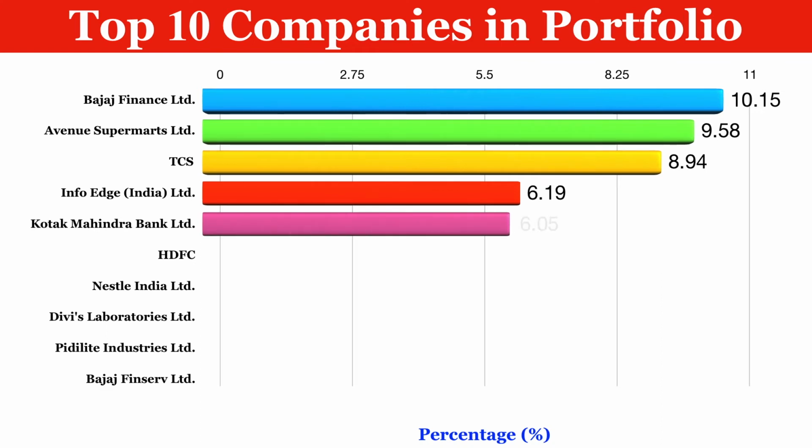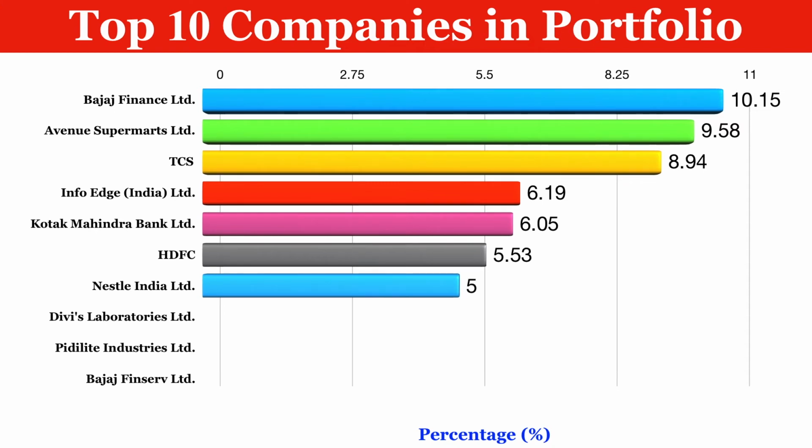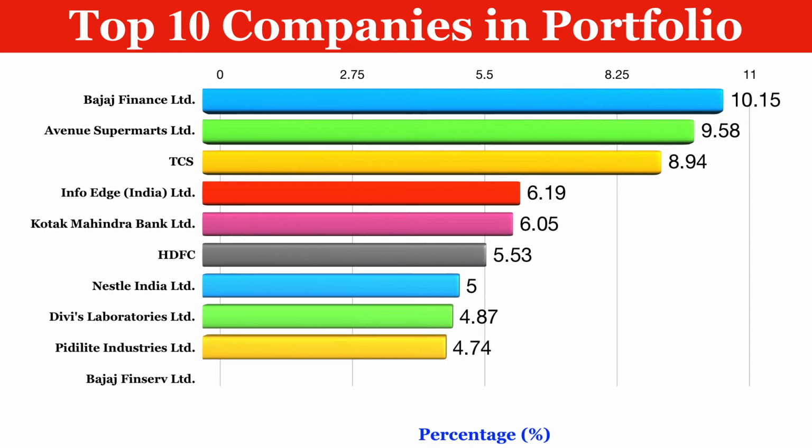From the banking side, Kotak Mahindra Bank has got the allocation of 6.05. From the housing loan perspective, HDFC has got the allocation of 5.53. Nestle India has got the allocation of 5%. From the laboratory perspective, Divi's Laboratory has got the allocation of 4.87%. Pidilite Industries has got the allocation of 4.74%. Bajaj Finance Limited has got the allocation of 4.54%.